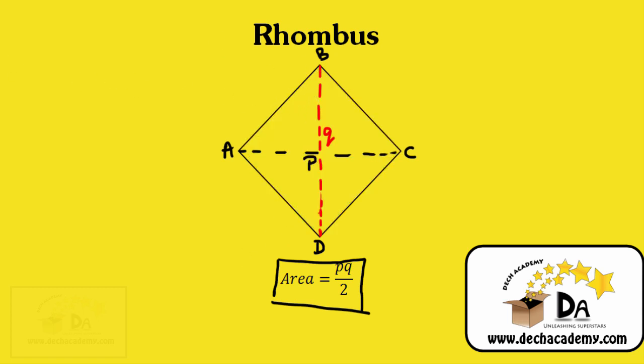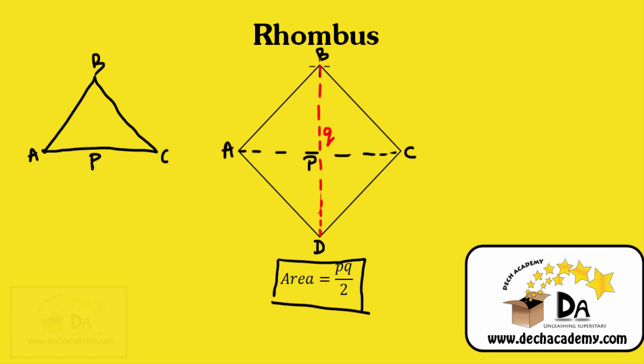So let's say I focus on the diagonal P. It divides the rhombus into 2 equal triangles. So I'm just going to pick the top half, this triangle. This is A, this is B, this is C, just A, B, and C here. This side here represents this diagonal of the rhombus with the length of P.